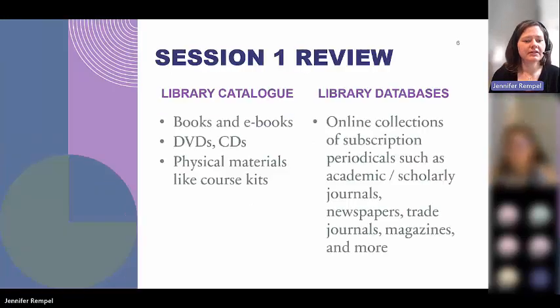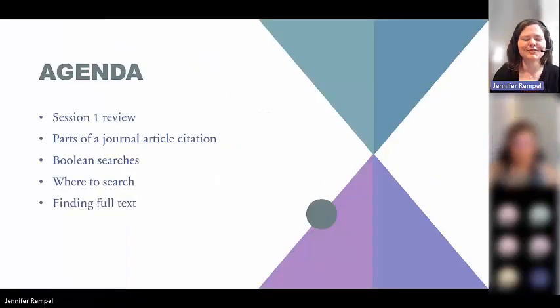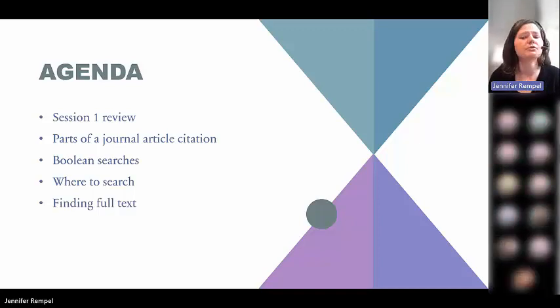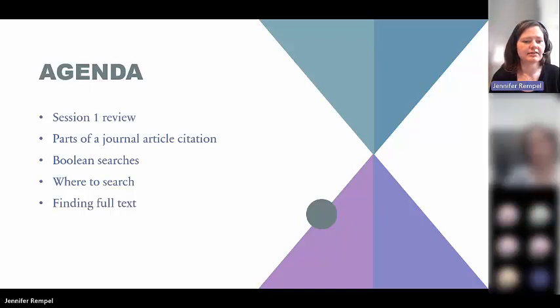What we'll do this week, and when I click the forward button, it seems to be skipping multiple slides. Okay, so the agenda for today, 30-minute session. We'll do a brief session 1 review. Last week was AU has a library, where we talked about a couple of things about using the library website. We're going to talk a little bit about parts of a journal article citation. We will then go on to discuss Boolean searches, where to search, and then at the very end, very crucially, I'd say, finding full text. So we'll get on with that, and I will move my slides forward.